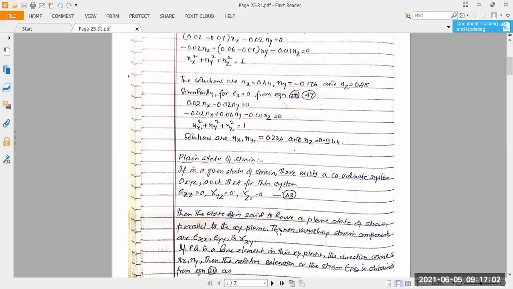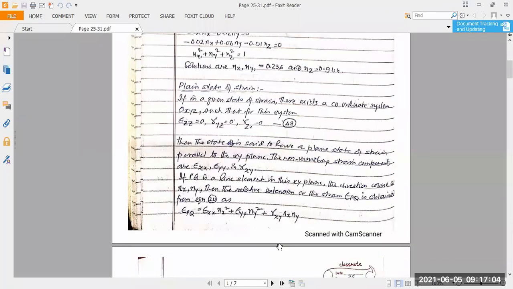Now, let us go through another new phase of the problem. What is the plane state of strain? This is a given state of strain. There exists a coordinate system x, y, z, that is Ox, Oy, and Oz, such that for this system, epsilon zz, the elongation along the z axis, is equal to 0.